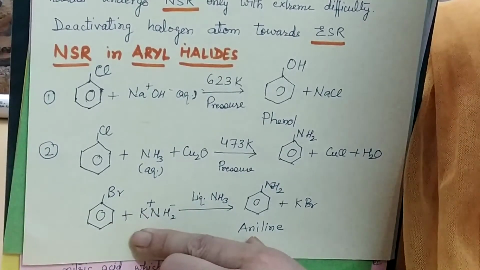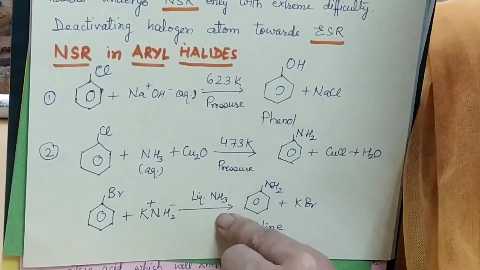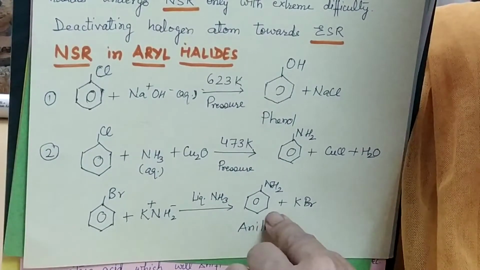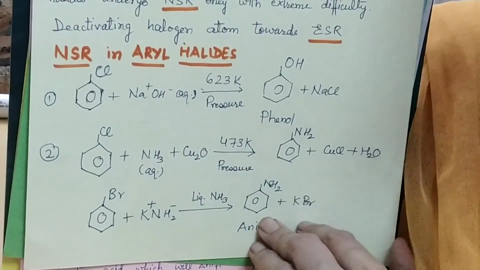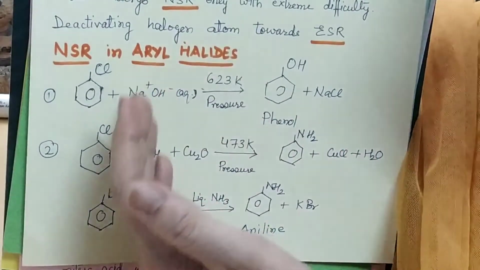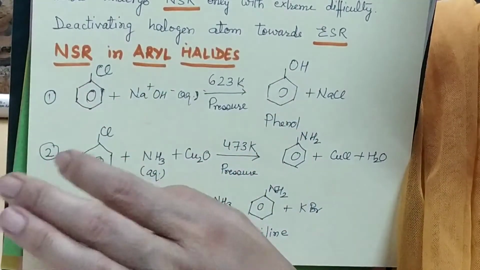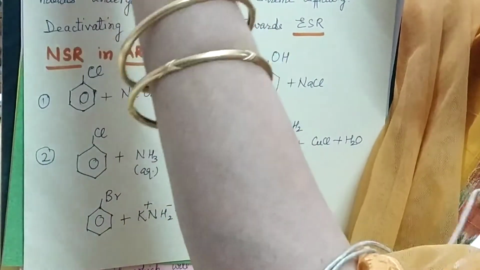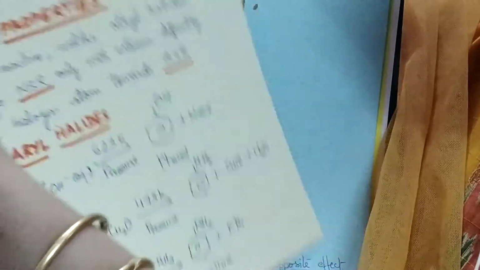I can substitute this reagent by potassium amide, which is a very strong base, in the presence of liquid ammonia, and I'll be obtaining aniline from here. In this case also the conditions are very drastic. So what I mean to convey to you is that nucleophilic substitution reactions in aryl halides are quite difficult to achieve. There is another example in this series. There is another nucleophilic substitution reaction here which I want to show.